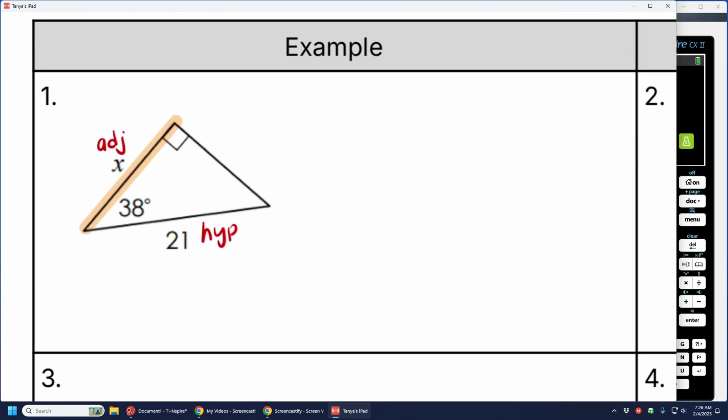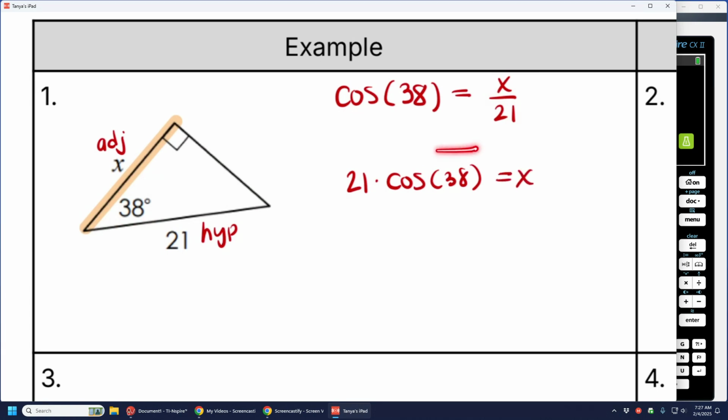Okay, so let's set this up. Cosine, parentheses 38, so I'm using the degrees that they gave me, equals adjacent over hypotenuse. So that is going to be x over 21. I want x to be by itself, so this 21, in order to move it over, I have to do the opposite operation. Right now it's dividing, so we're going to multiply by 21 on both sides, which now gives me 21 times cosine of 38 equals x. This part right here, we're going to type into the calculator.